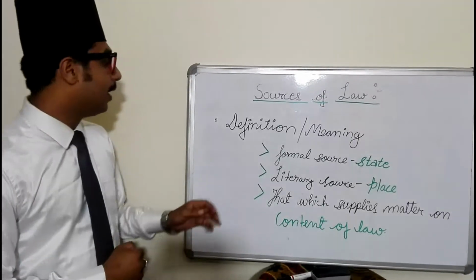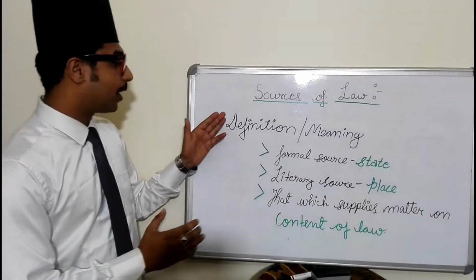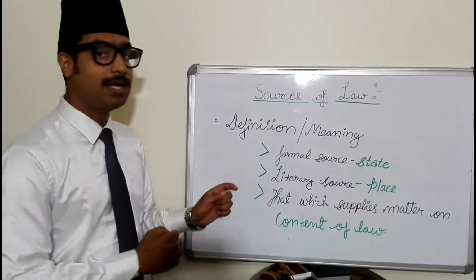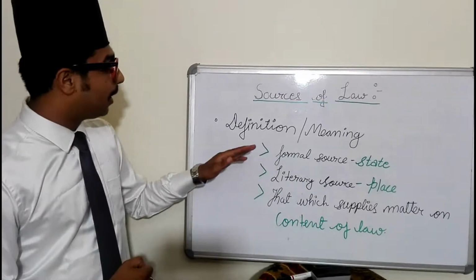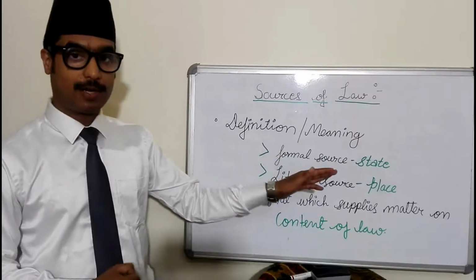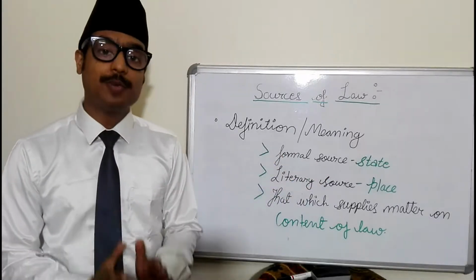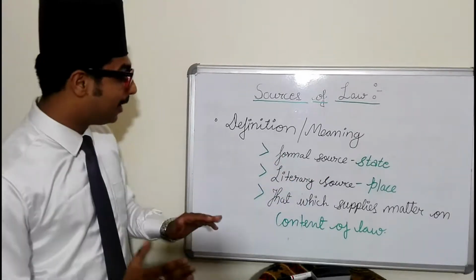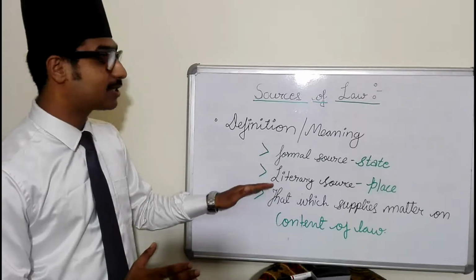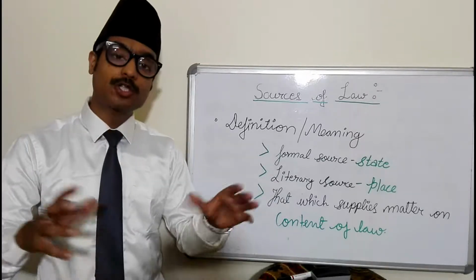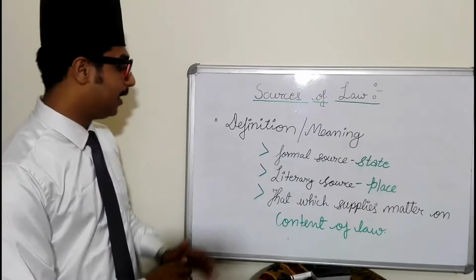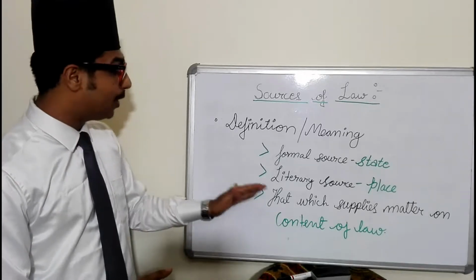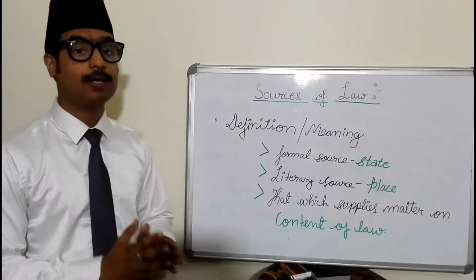Ladies and gentlemen, sources of law can have three meanings. The first meaning is, in the formal sense, the state. So it is the state which makes the formal laws. The second meaning is, in the literary sense, the place from which the law is derived. And the third sense is that which supplies the matter or content of law.